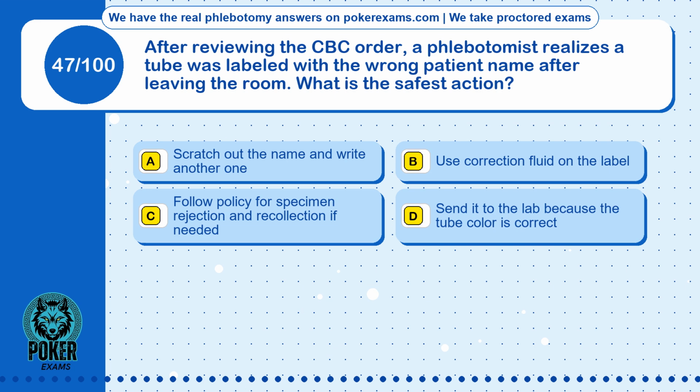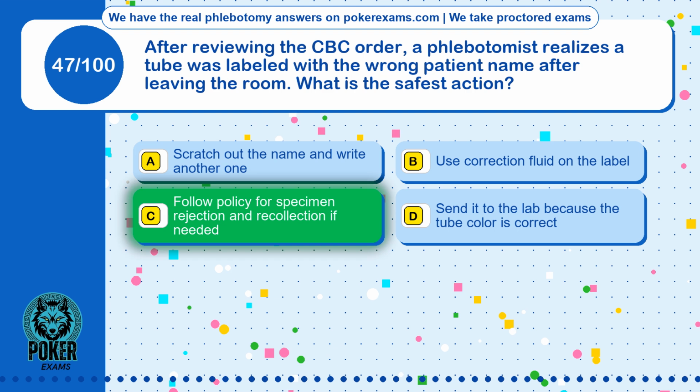Question 47. After reviewing the CBC order, a phlebotomist realizes a tube was labeled with the wrong patient name after leaving the room. What is the safest action? Option A. Scratch out the name and write another one. Option B. Use correction fluid on the label. Option C. Follow policy for specimen rejection and recollection if needed. Option D. Send it to the lab because the tube color is correct.